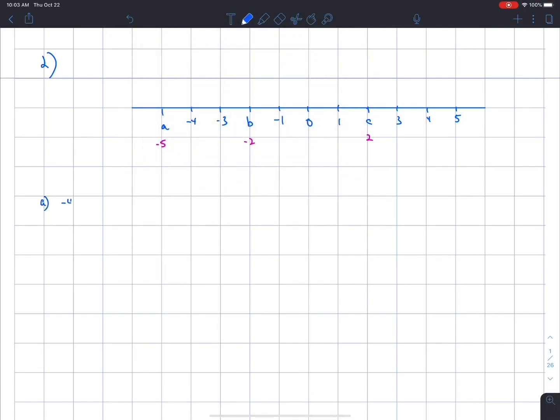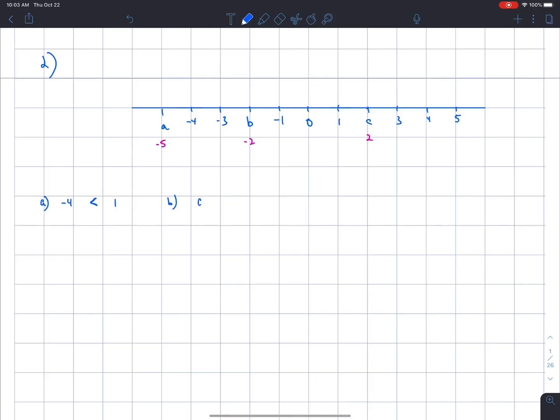A, -4 is something 1. Well, -4 is going to be smaller than 1. First of all, because a negative number is always smaller than a positive. And secondly, you can say -4 is on the left-hand side of 1. That's why it's smaller.